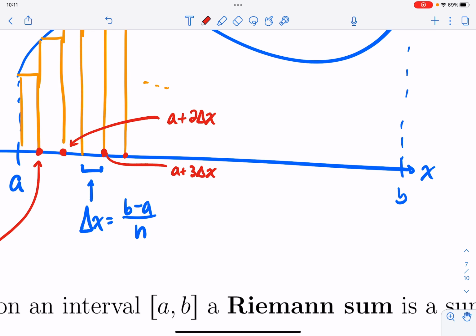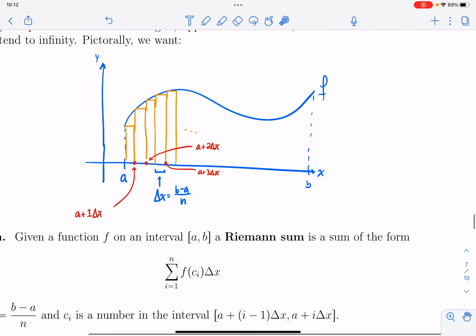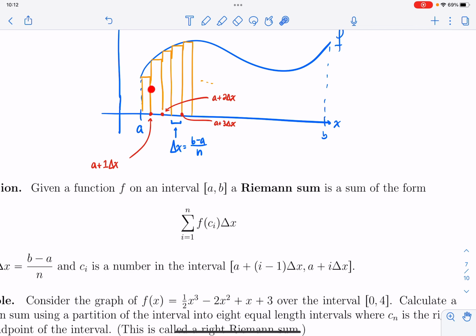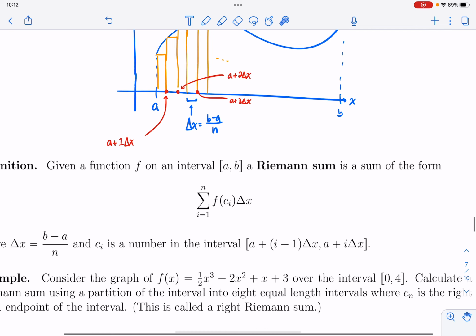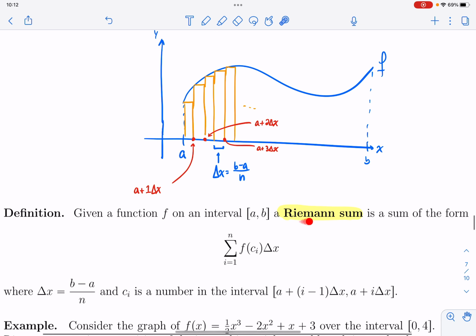So eventually, what you'll see is that the varying number is 1, 2, 3. That's going to be the number of copies of delta x we want, so that's going to be represented by the value i. And if we go ahead and do this process, the sum of all of these orange rectangles, we're going to give a new name for. That's going to be called a Riemann sum. So if we're given a function f on an interval a to b, then we're going to say that a Riemann sum is this sum.